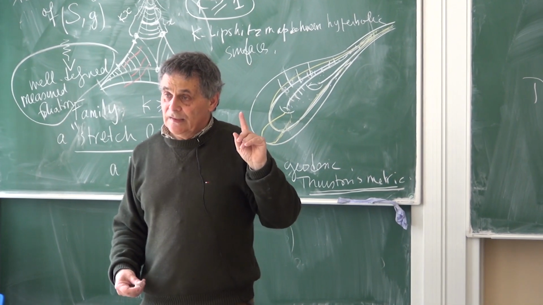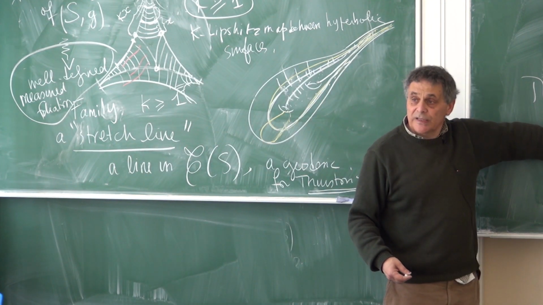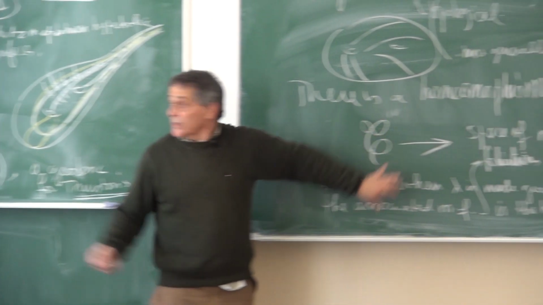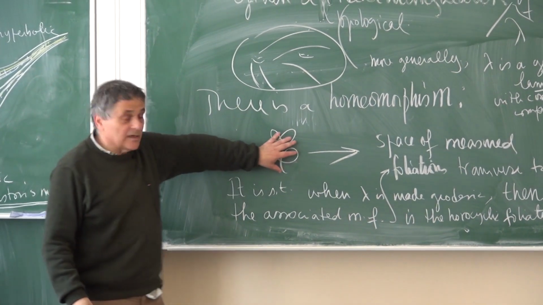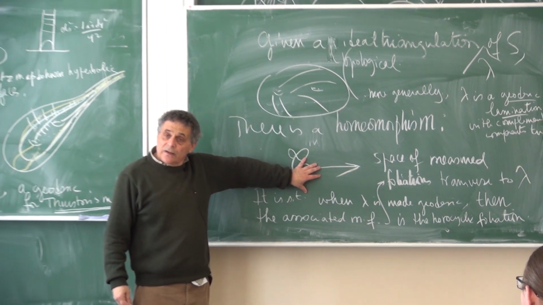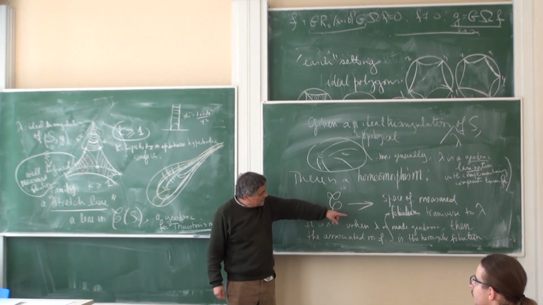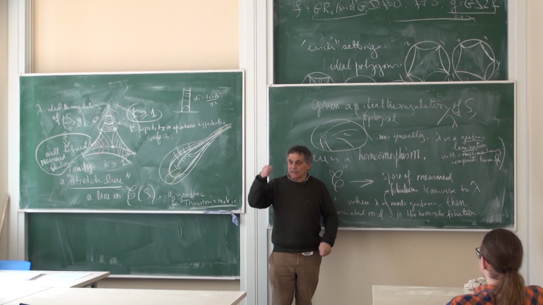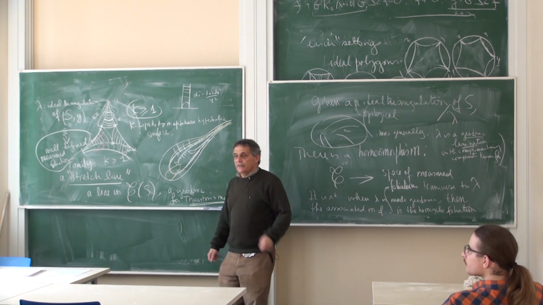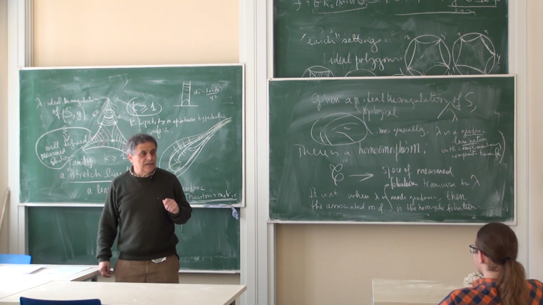Now here in Teichmüller space, if you want to make it more precise, what I said here, the stretch lines are families of measured foliations obtained by multiplying the transverse measure by a constant. This is the stretch line. This is the definition of the stretch line now.